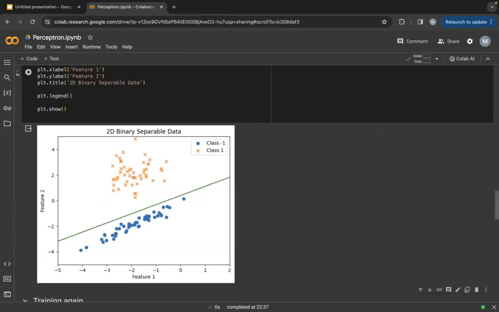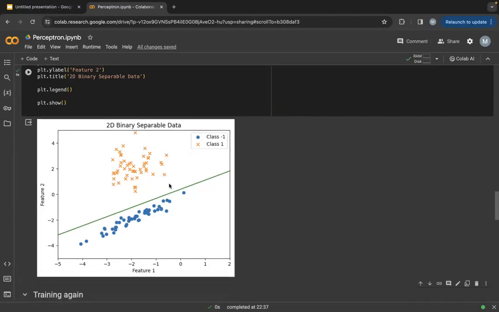So yeah, we see a decision boundary that we got from training our perceptron did segregate both of these classes such that all the negative class lies below it and all the positive class lies above it. Okay, and there are no misclassifications.